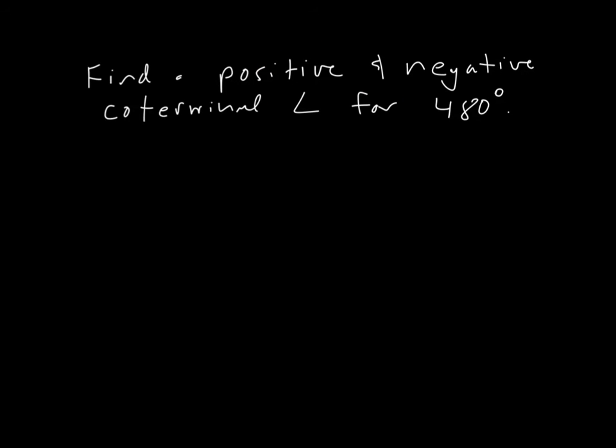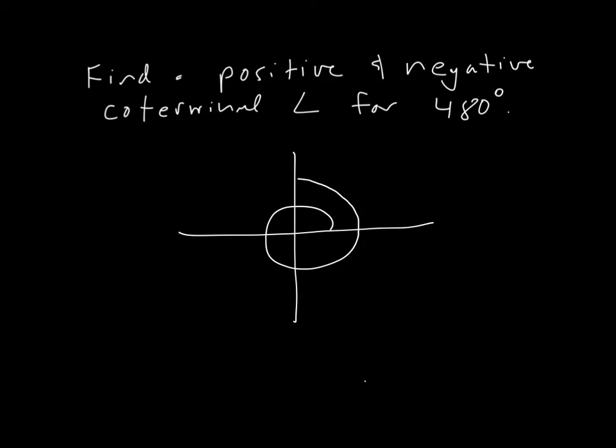Find a positive and negative coterminal angle for 480. This is probably the simplest of all. Okay, let's start though. Let me just explain once again. 480 would be 360 plus another 90, which would put you at 450, and then 30 more would be 480.